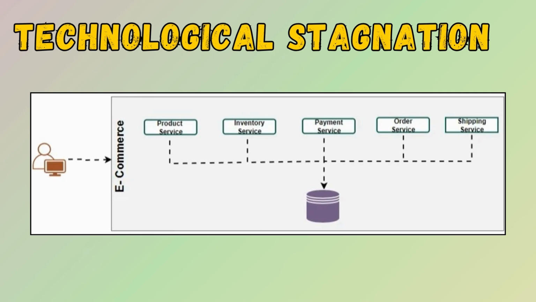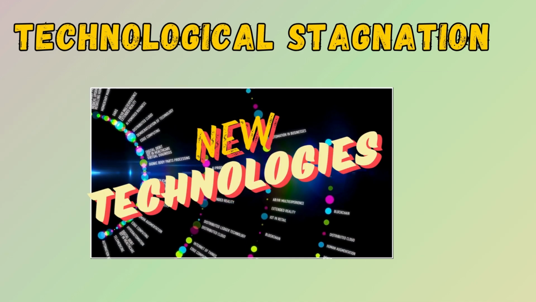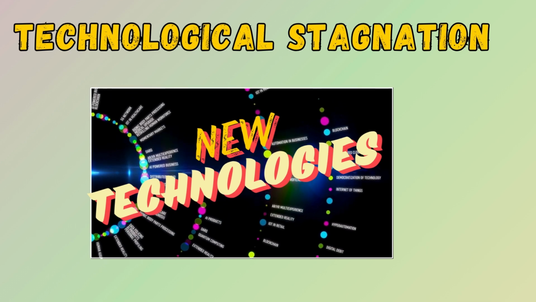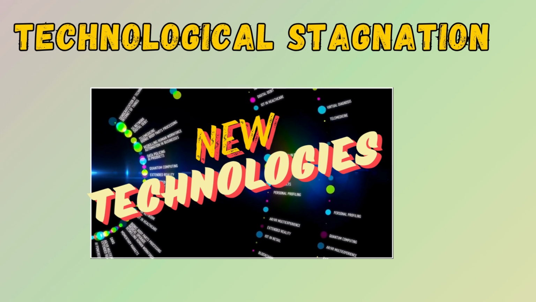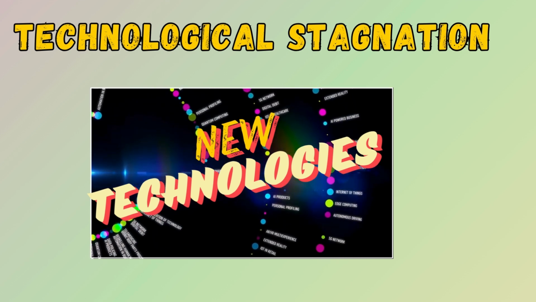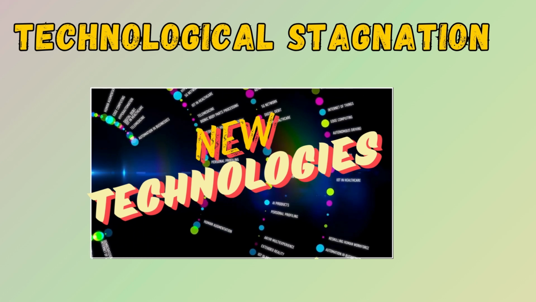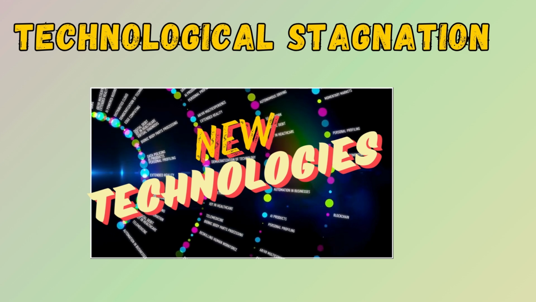Monolithic architectures often employ a uniform technology stack throughout the application, which can hinder the adoption of new technologies and limit flexibility in using different languages or tools for various components. This technological uniformity in monoliths may impact innovation and make it challenging to adapt to evolving user needs and industry standards.